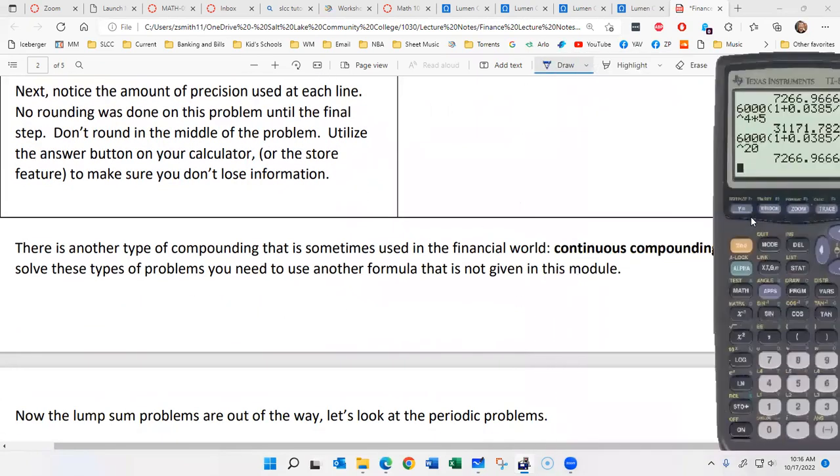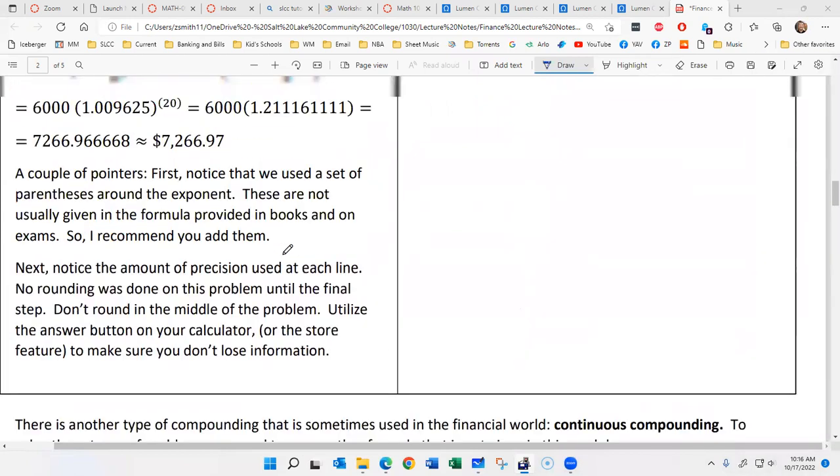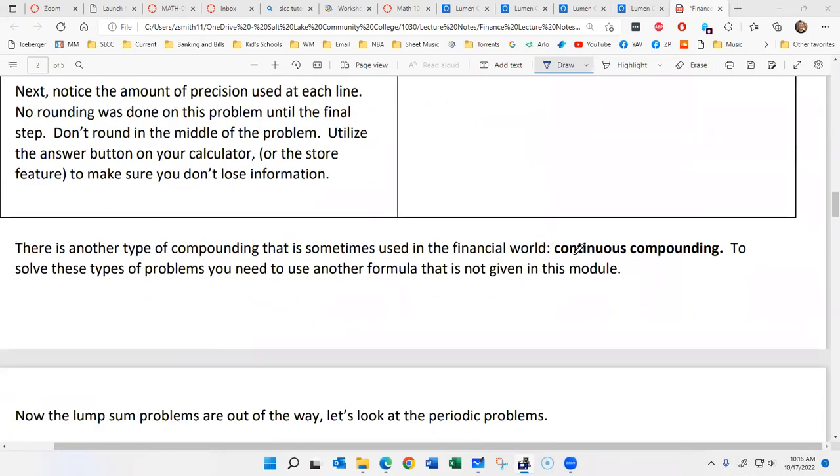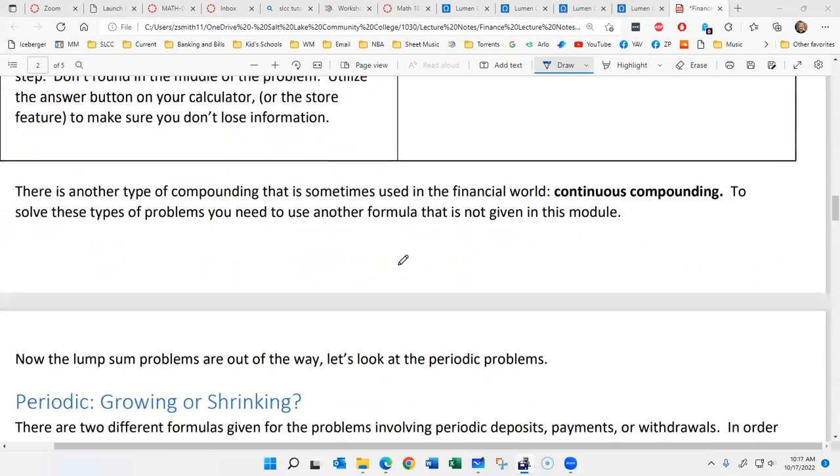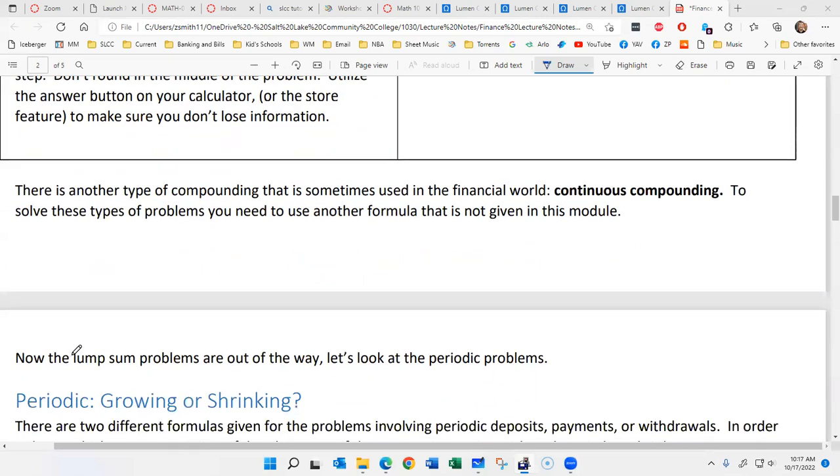There's another type of compounding called continuous compounding. And it's a different formula altogether. It's not covered in this module, even though we've seen the formula with the exponential growth module. Okay, so now lump sum is done. Now we look at the periodic problems.